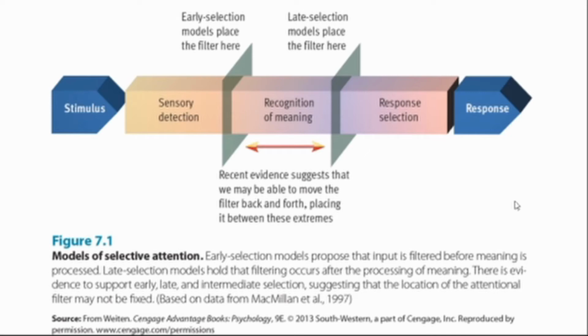And so we have a couple of different models. We can classify them as either early selection models, that would say once we've detected it, we would immediately decide if we pay attention to it or not. But there's also late selection models. So that would say that we have a filter that comes a little bit later.